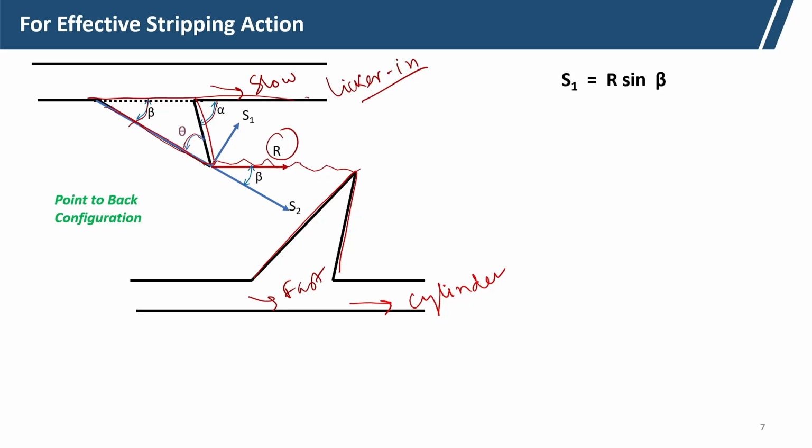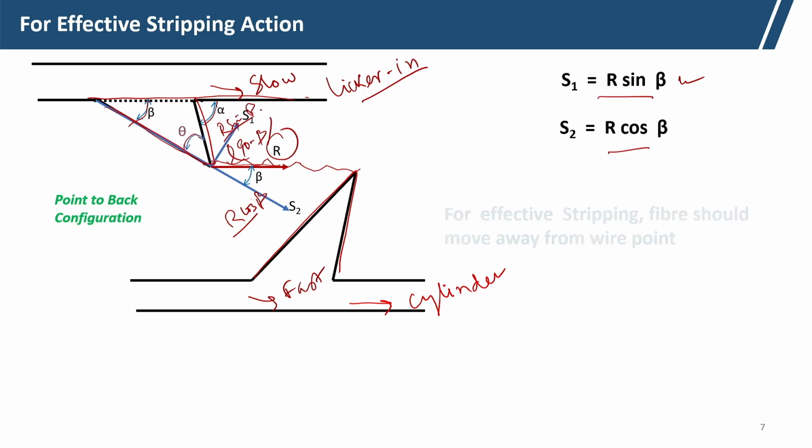So, R is the force on fiber. So, it has got two components S1 and S2. Now, the beta is that same angle as I have already mentioned. So, this is actually S1 we can get it. So, R sin beta. So, this is 90 minus beta. So, S1 becomes R sin beta and S2 is R cos beta. So, this is R cos beta and R sin beta.